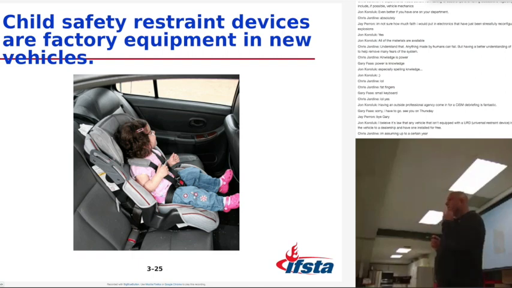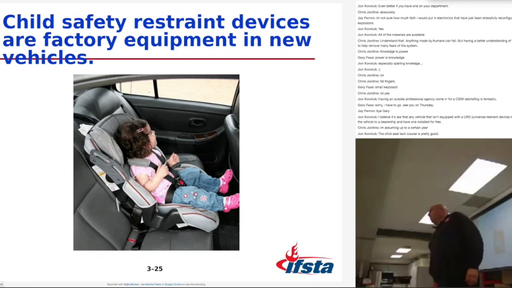Speaking of car seats, we're cleaning our friend's garage. Is it people sell car seats? No.